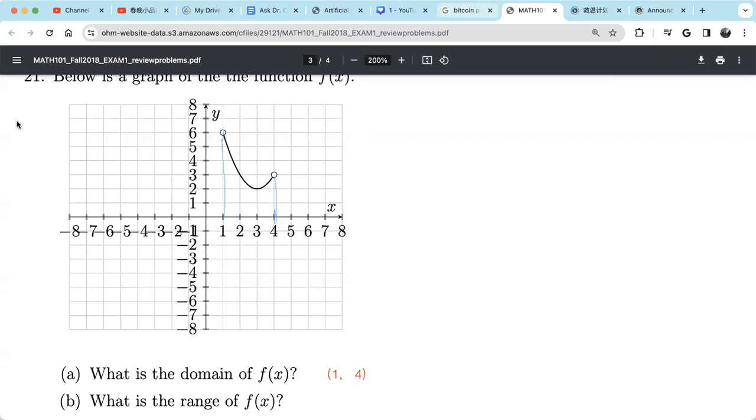So for the range, we look up and down. We look from the lowest point to the highest point. So what is the lowest point on the graph? That's this point, right? The highest point is this point. So the range goes vertically, and we look at the y value.